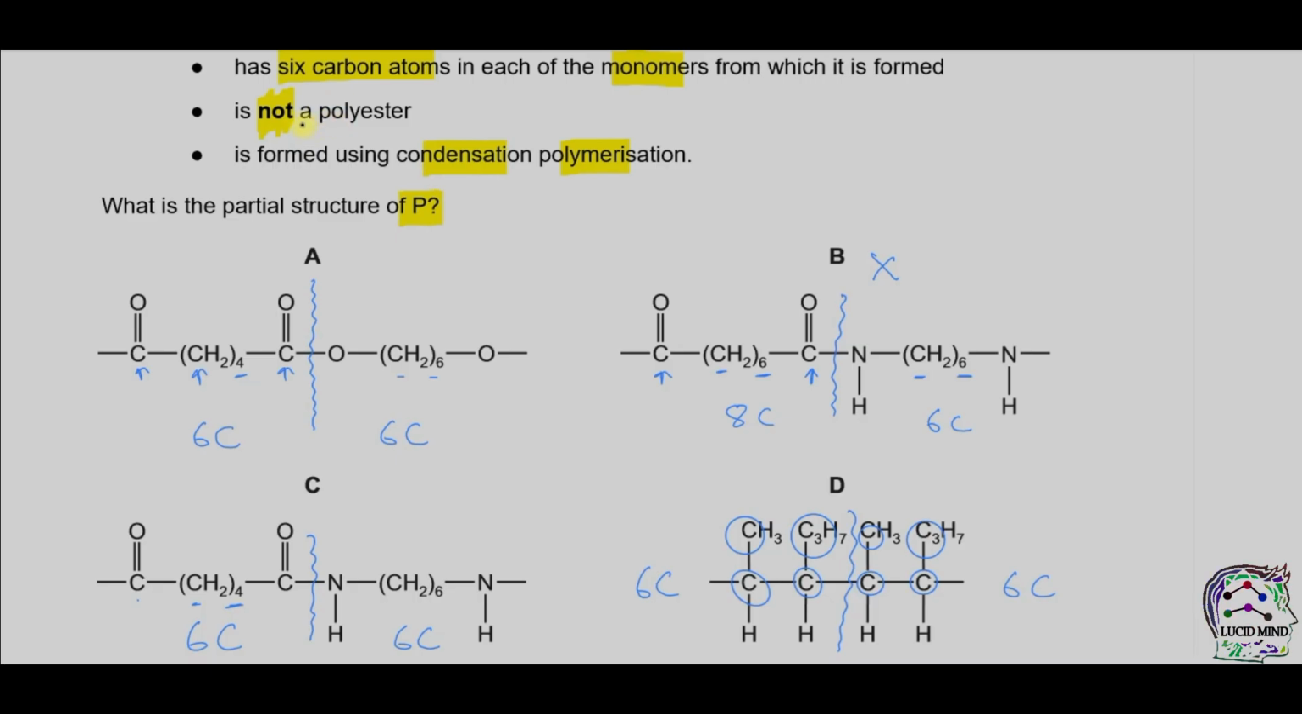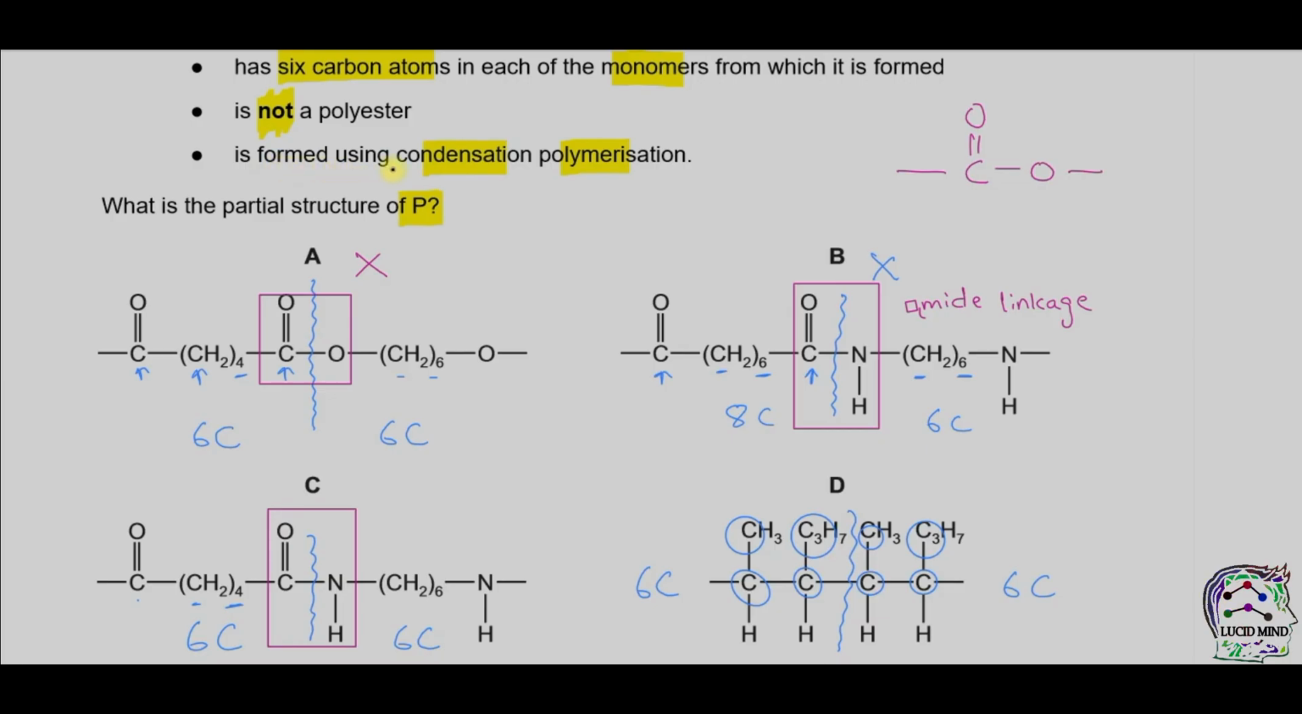Let's look into the second option. It is not a polyester. Now a polyester is something that consists of this linkage, which is the ester linkage. Let's look into part A. We have ester linkage present. So A is a polyester, therefore A is incorrect. In part B, we can see this is not ester, it is amide. Again, in part C, we do not have ester linkage, and in part D, there is just alkane.